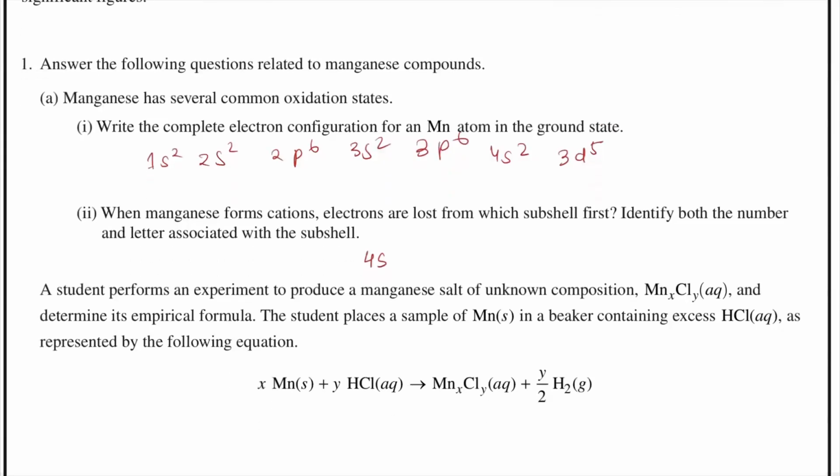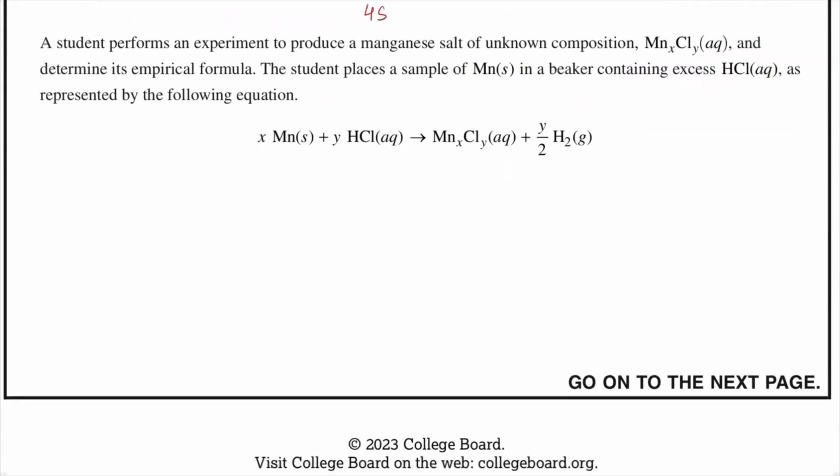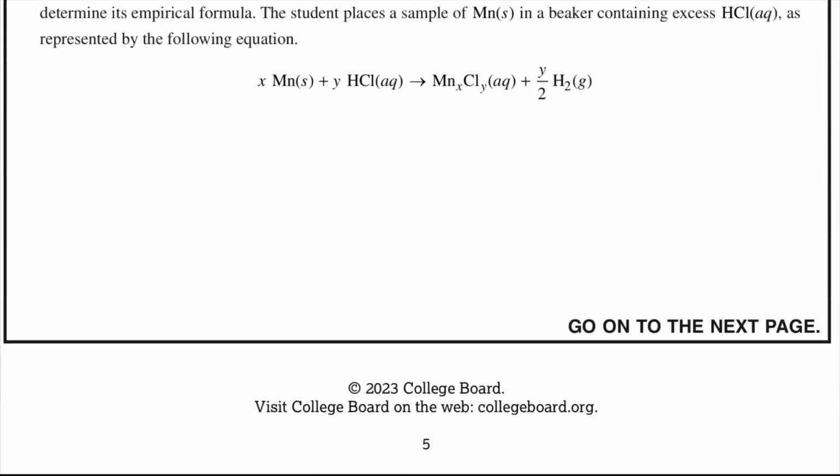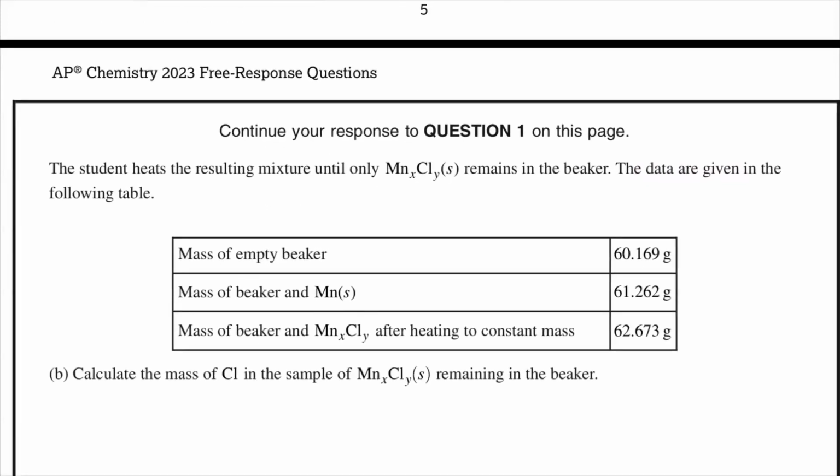The next question: a student performs an experiment to produce a manganese salt of unknown composition, MnxCly. Determine its empirical formula. The student placed manganese in a beaker containing hydrochloric acid, and this is the given chemical equation. Now let's write the given chemical equation here, so we can just have a look at it.